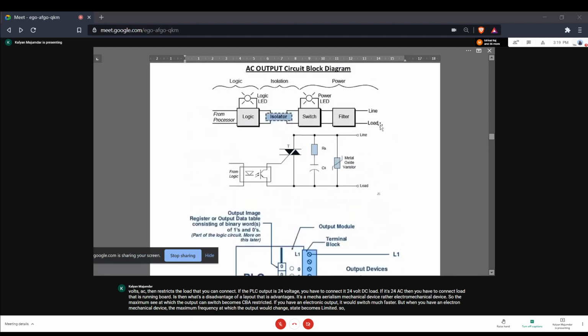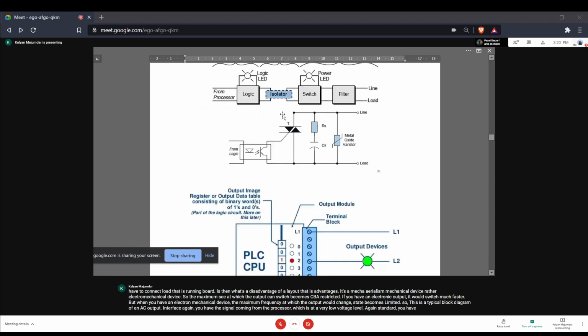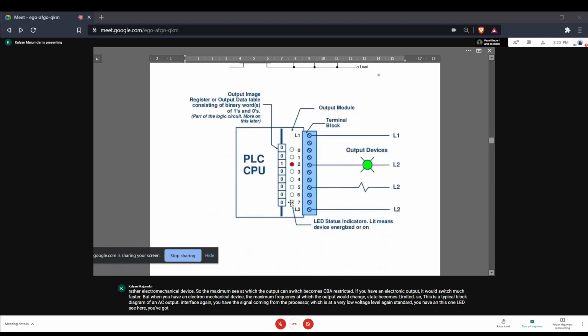So this is a typical block diagram of an AC output interface. Again, you have the signal coming from the processor, which is at a very low voltage level. Again, standard, you have an LED. See here, you have got 8 LEDs. Here, the LED is representing the output status, the output that is being generated by the PLC.